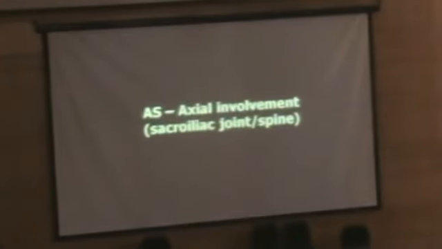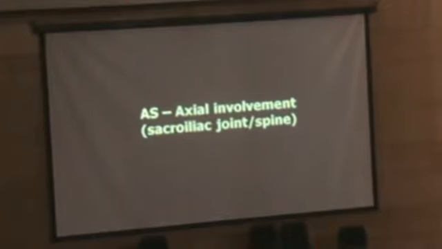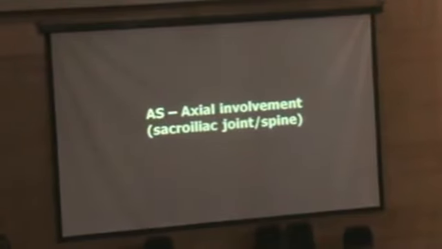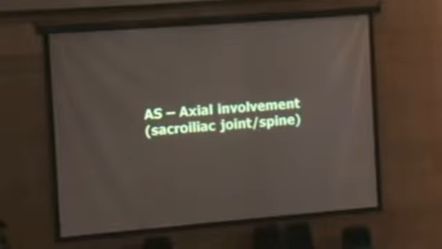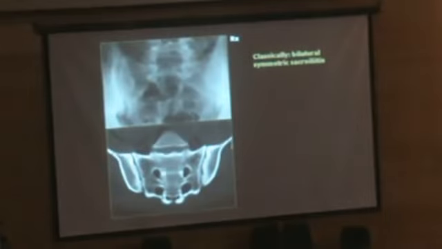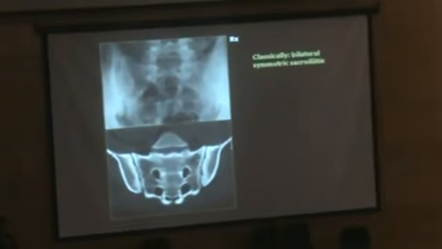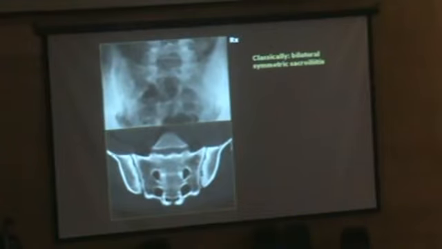So I'm going to show you some features of the axial involvement, which is the main involvement in ankylosing spondylitis, starting with the sacroiliac joint. Classically, and described in the books, everyone can read that in radiology books, it's the bilateral and symmetric involvement of the sacroiliac joints. But this is why I say classic, because this is old.